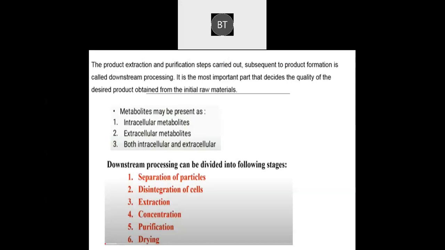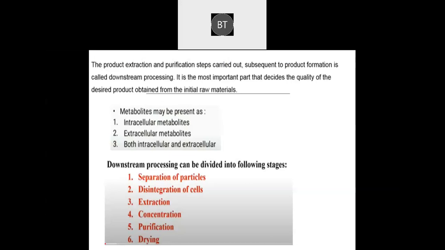So downstream processing is the last process of your fermentation technology. That is, the product, whatever you have extracted, has to undergo purification. So the end portion, what you're getting, that is known as the downstream processing, and this has various steps wherein we use analytical techniques.